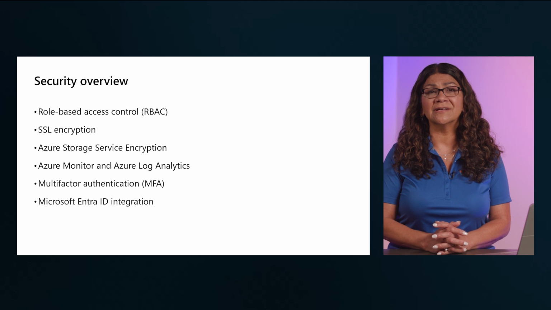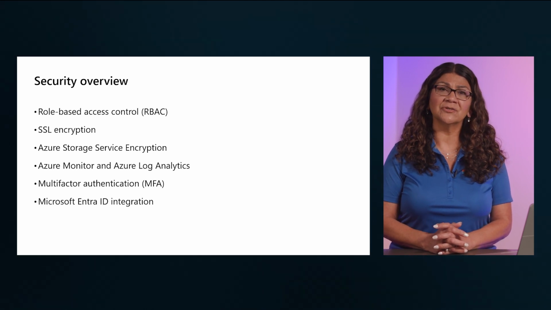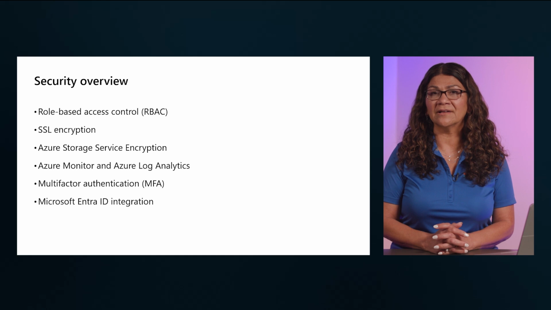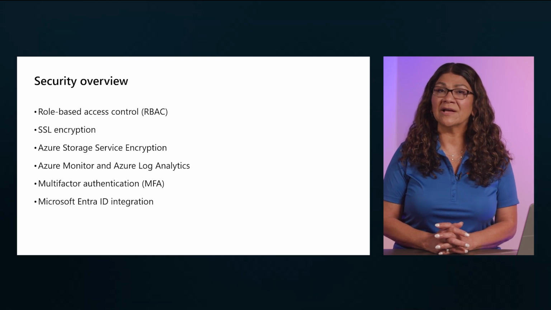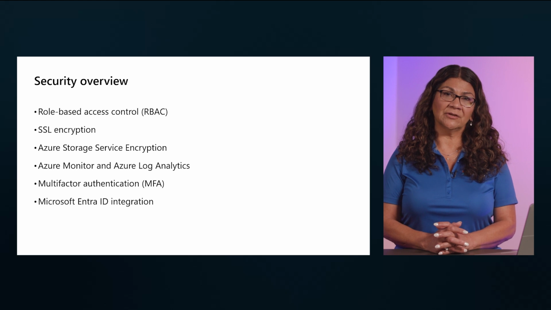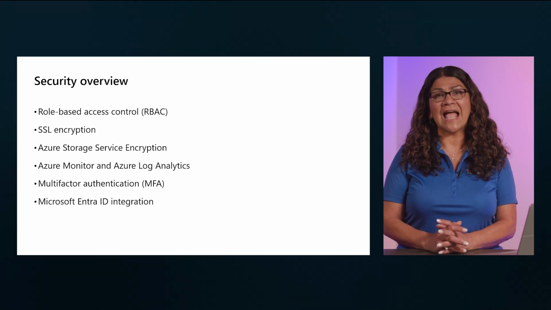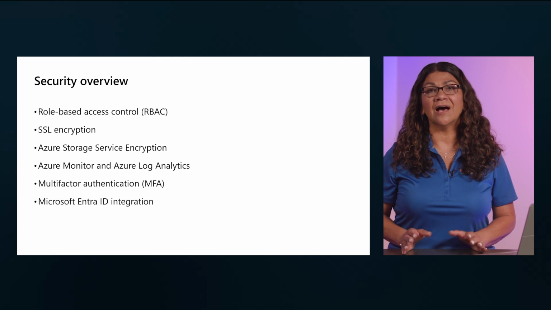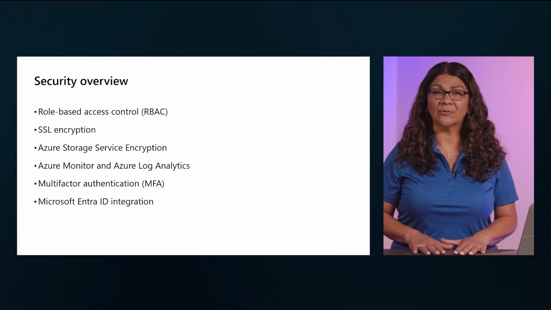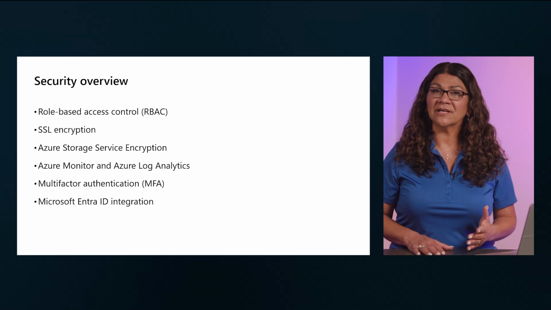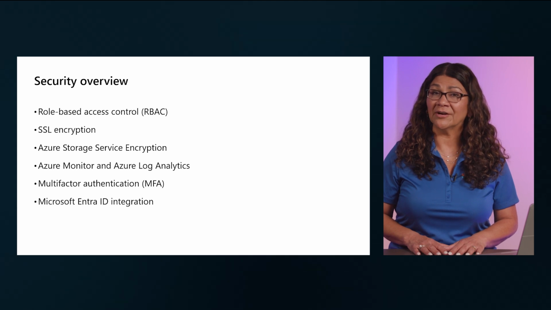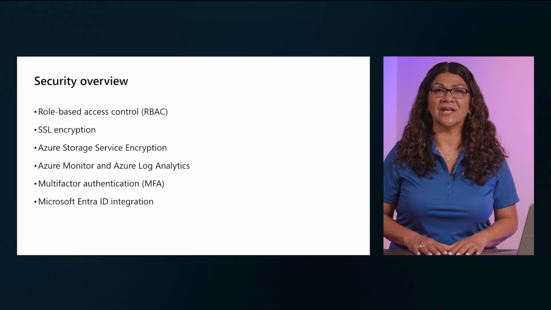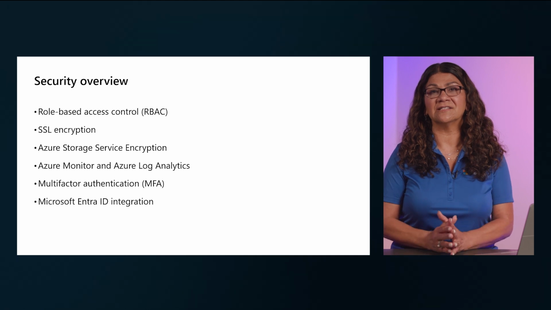SSL, or secure sockets layer encryption, ensures that data transmitted between the data warehouse and clients is encrypted, protecting it from interception and tampering. SSL is enabled by default in Microsoft Fabric, ensuring secure communication channels. Azure Storage Service Encryption automatically encrypts data stored in the data warehouse using Microsoft managed keys, or you can bring your own customer managed keys. This encryption is transparent, and it does not require any changes to applications accessing the data.